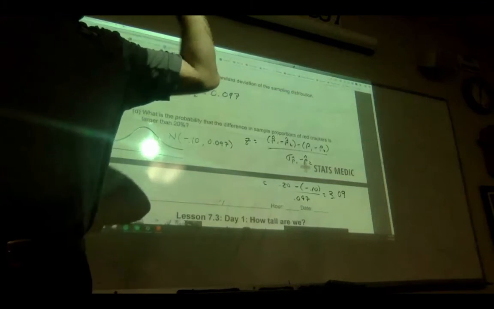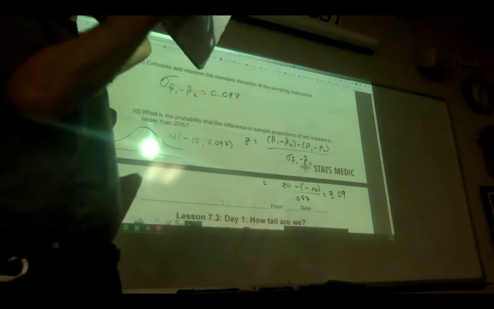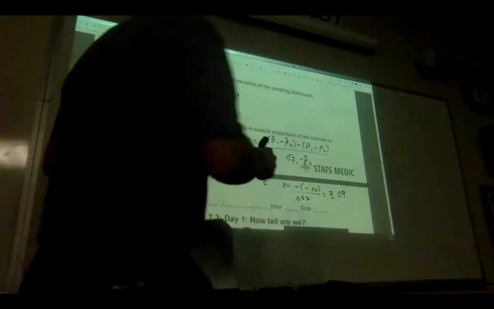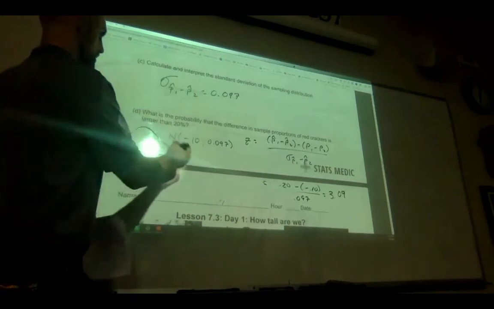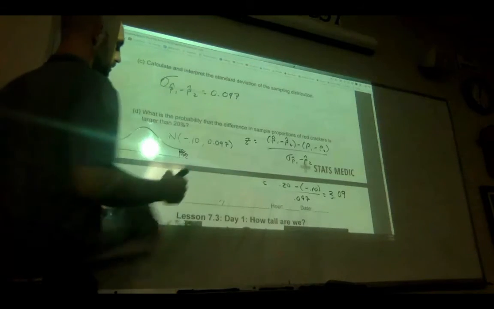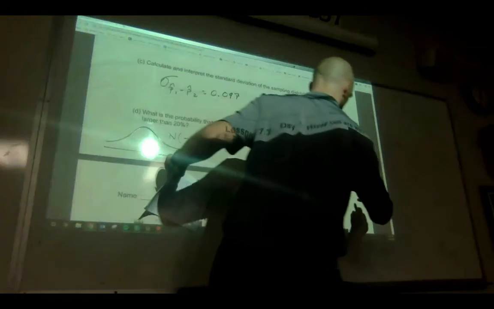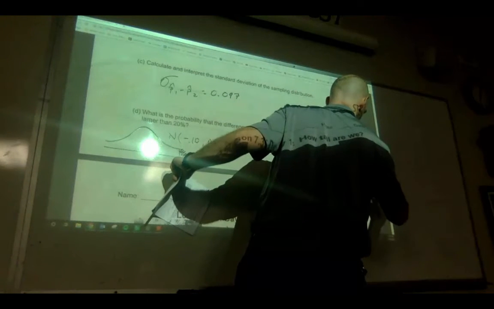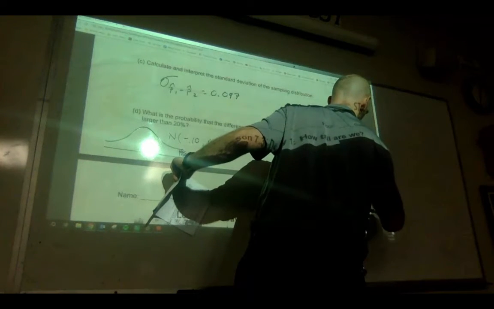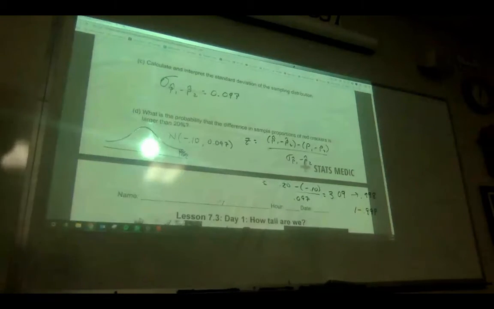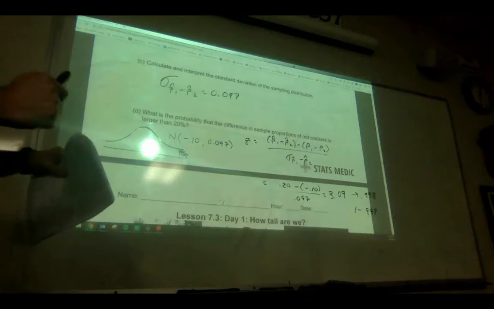And so then if I hopped over to my table A, what do you get? 0.998, basically 1. So we want this piece here. If I got 0.998, it'd be 1 minus 0.998. Yeah, I did it through the calculator.